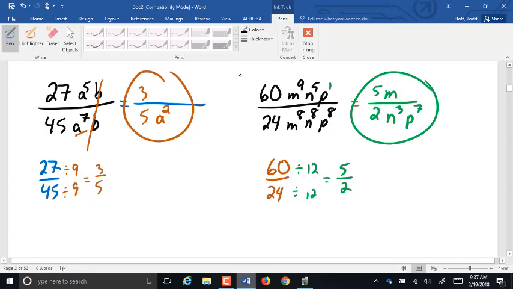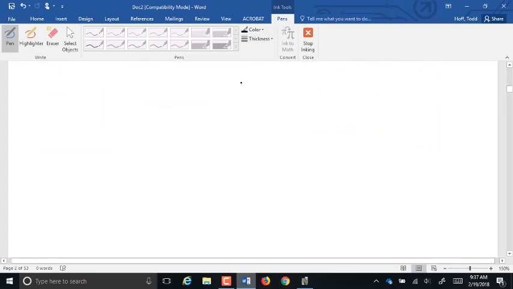Okay. So, what if I tell you that I need a specific denominator? Like we have something like 3x squared over 5y. And I tell you that we need the denominator of 20xy.